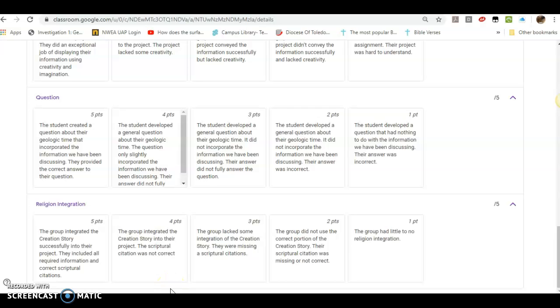Okay, for the very last piece of this project, and I know you're done with it. We're done after tomorrow. It's due tomorrow, Tuesday. If you look on your rubric, there's one section in here, 5 points for a question. You need to create a question about your geologic time that incorporates the information you've been using. You also need to provide the correct answer to your question.